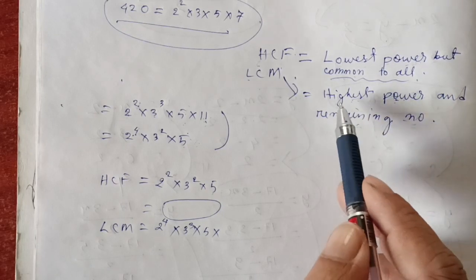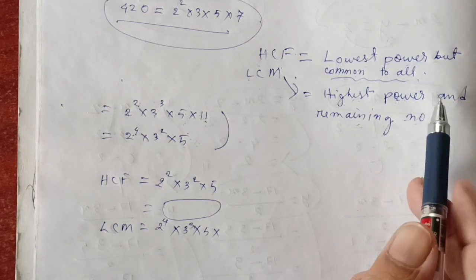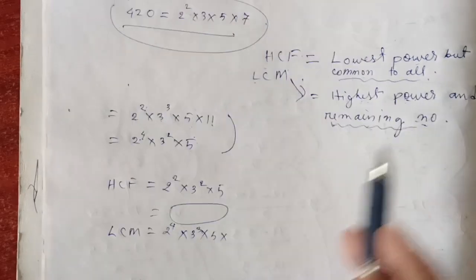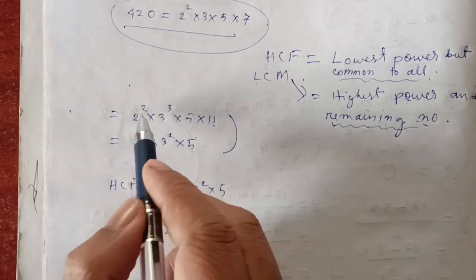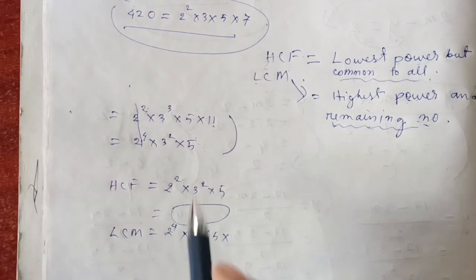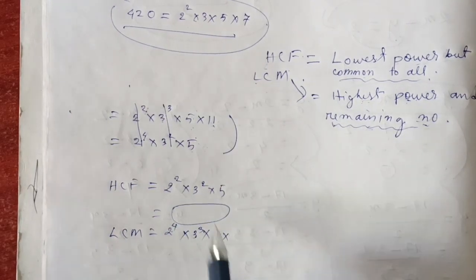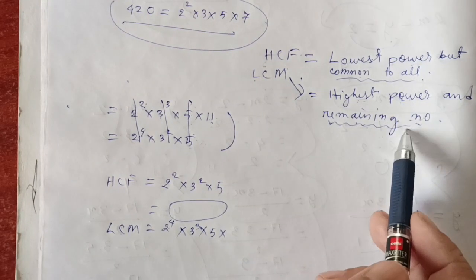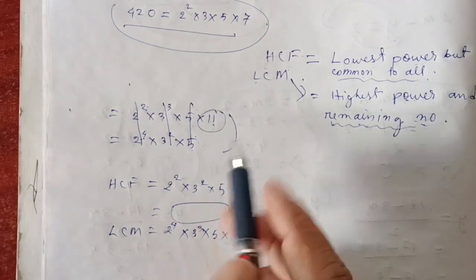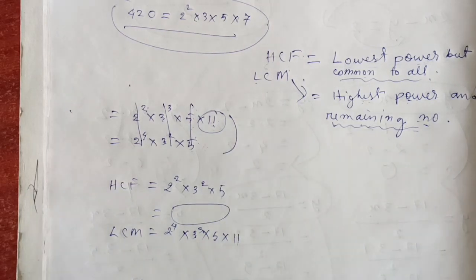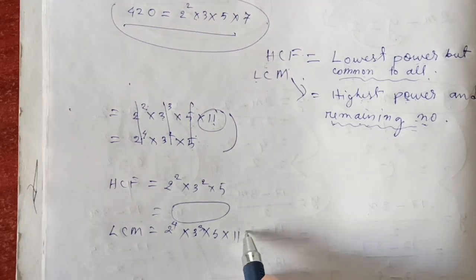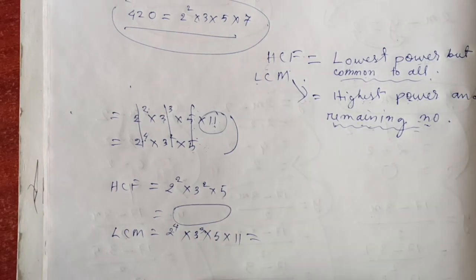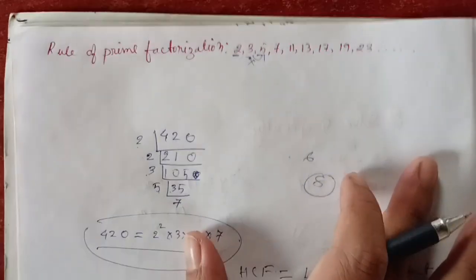Then after we finish selecting the highest power, what should we do? We should also write the remaining number. So 2 we already wrote, 3 we have written, 5 written. Then the remaining number is 11, so 11. So this is the LCM. Then you multiply all, and you will get one answer. This is how we should find LCM.